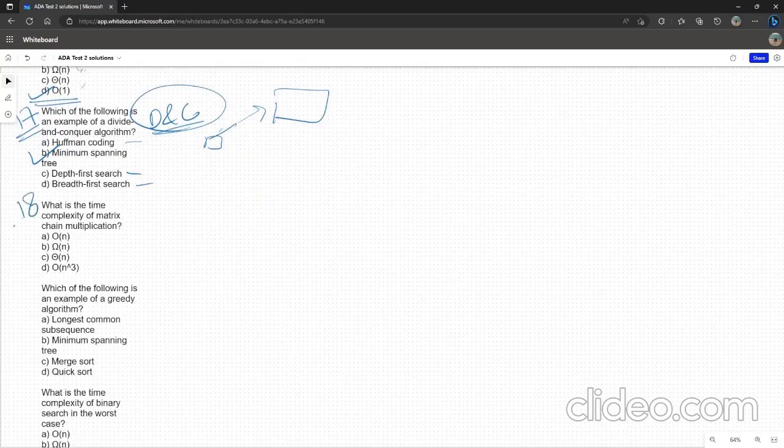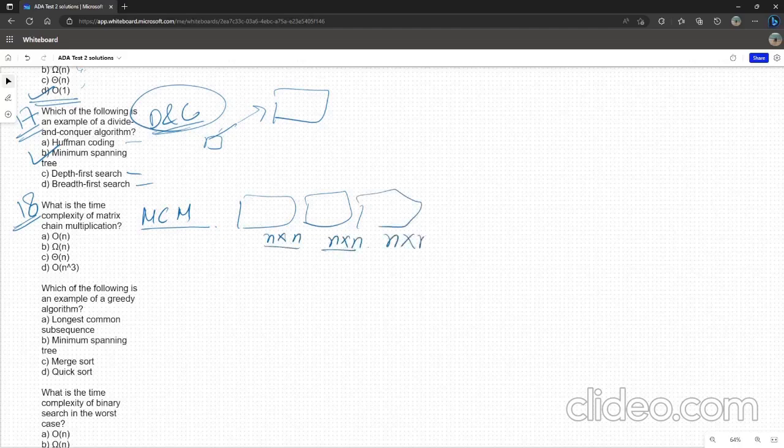Our next question is, what is the time complexity of matrix chain multiplication? And the normal matrix chain multiplication, when we have to multiply any two matrices of n times n times n, it takes n into n multiplications. So our time complexity is O(n cube).